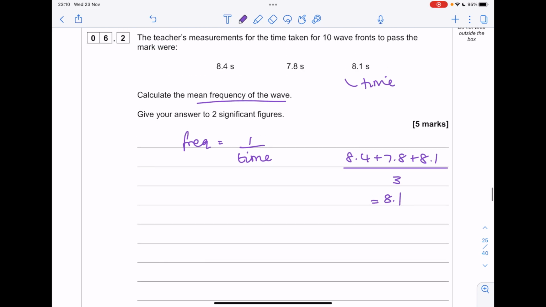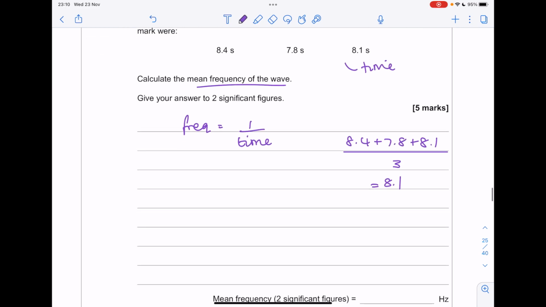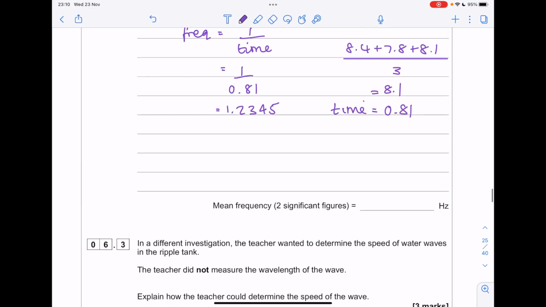Now be careful, that is the time taken for 10 wavefronts. So what is the time taken for 1 wavefront? Well, divide the answer by 10. So we're now ready to pop that into our equation. And then we want our final answer to 2 significant figures, so it's 1.2.